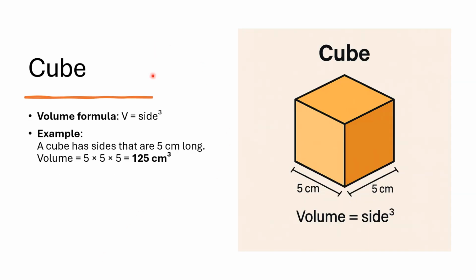In a cube, the volume is the side cubed. So each of these sides should be the same in a cube. So if a cube has a side of 5 centimeters, the volume is 5 times 5 times 5, 125 cubic centimeters.